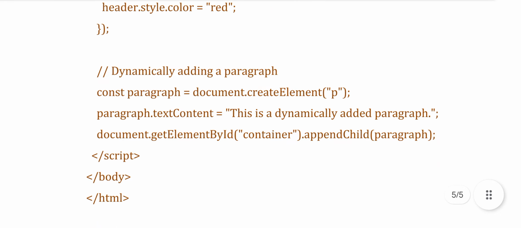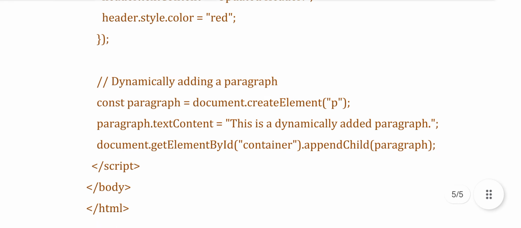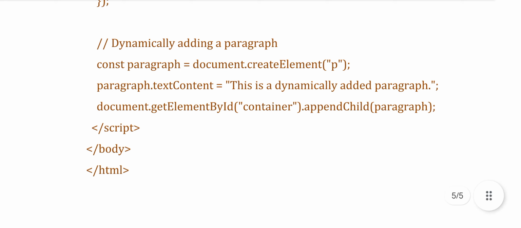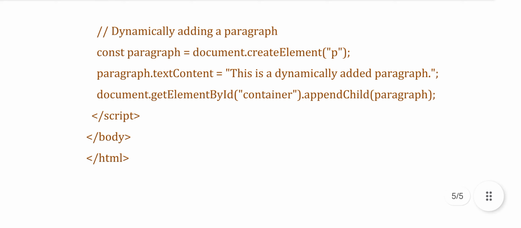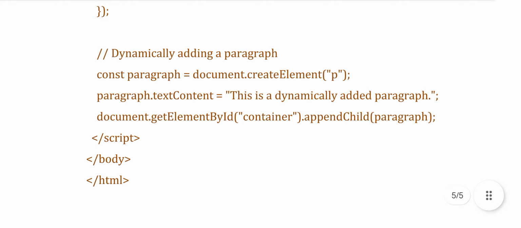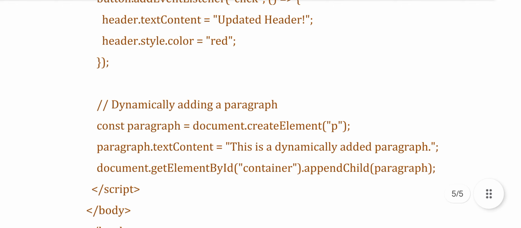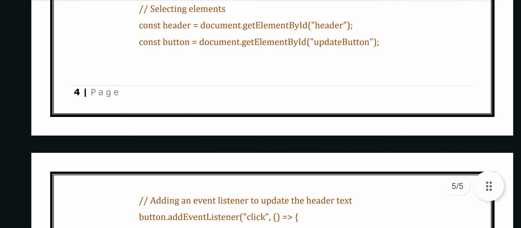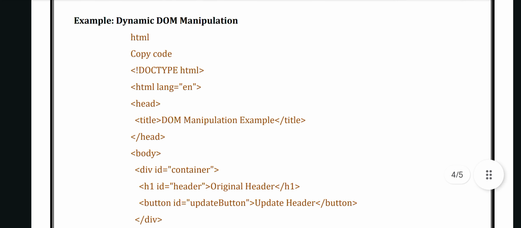And second, dynamically adding a paragraph. So how can we dynamically add it? In this example we create a const paragraph variable in which we create an element p. Then paragraph.textContent, where we write "This is dynamically added paragraph". Then container.appendChild(paragraph). So in this, when we click on that button, we get a paragraph tag here. So this is the example of the methods that we discussed.